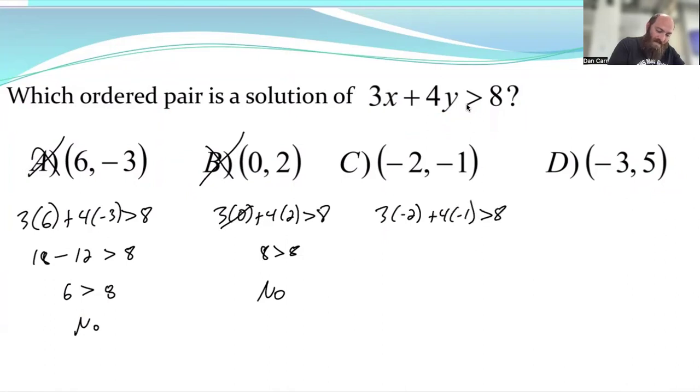For C, we got 3 times a negative 2 plus 4 times a negative 1. Is that greater than 8? So negative 6 plus a negative 4 greater than 8. Negative 10 greater than 8. That's a no. So no good there either.